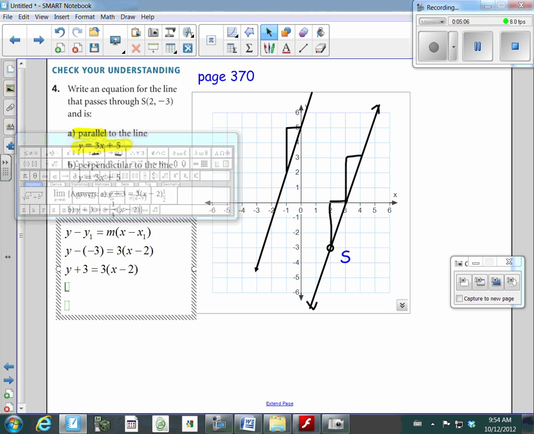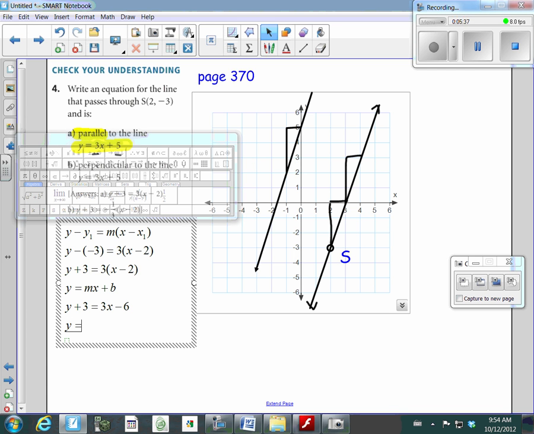Remember, slope-intercept form is y equals mx plus b. Well, notice that the point-slope form has a y plus 3 on the left side and a 3 times x minus 2 on the right side. So what would make sense to change its form would be to distribute the 3 on the right and get 3x minus 6. Okay, and now we need to isolate y, so we'll subtract 3 from both sides.